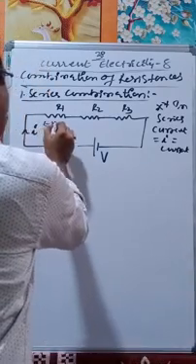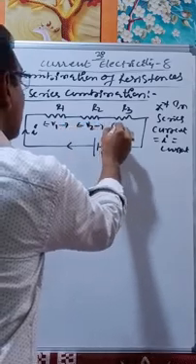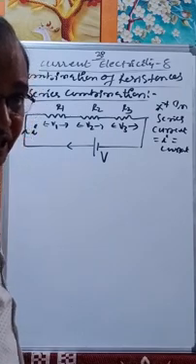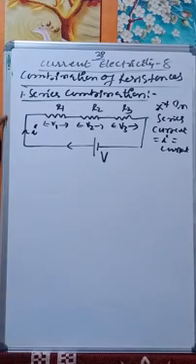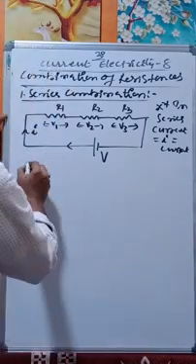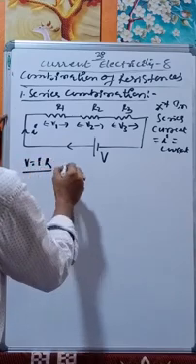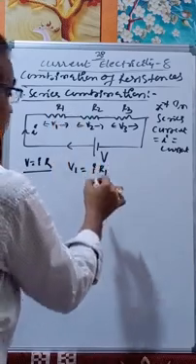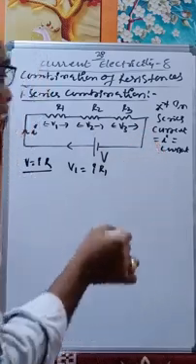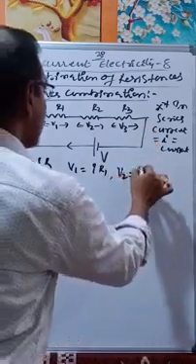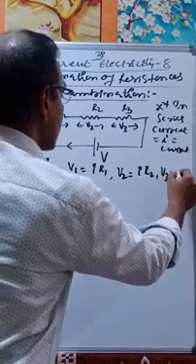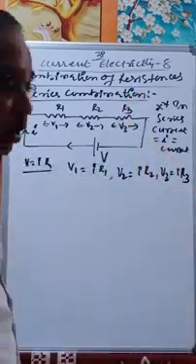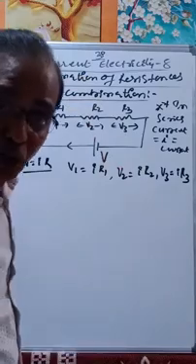Let the potentials across resistors R1, R2 and R3 be V1, V2, V3. Now, what is V1? As V is equal to IR, V1 is the voltage across the first resistor, V1 is equal to I R1, since the same current I flows. Similarly, V2 is equal to I R2, and V3 is equal to I R3.